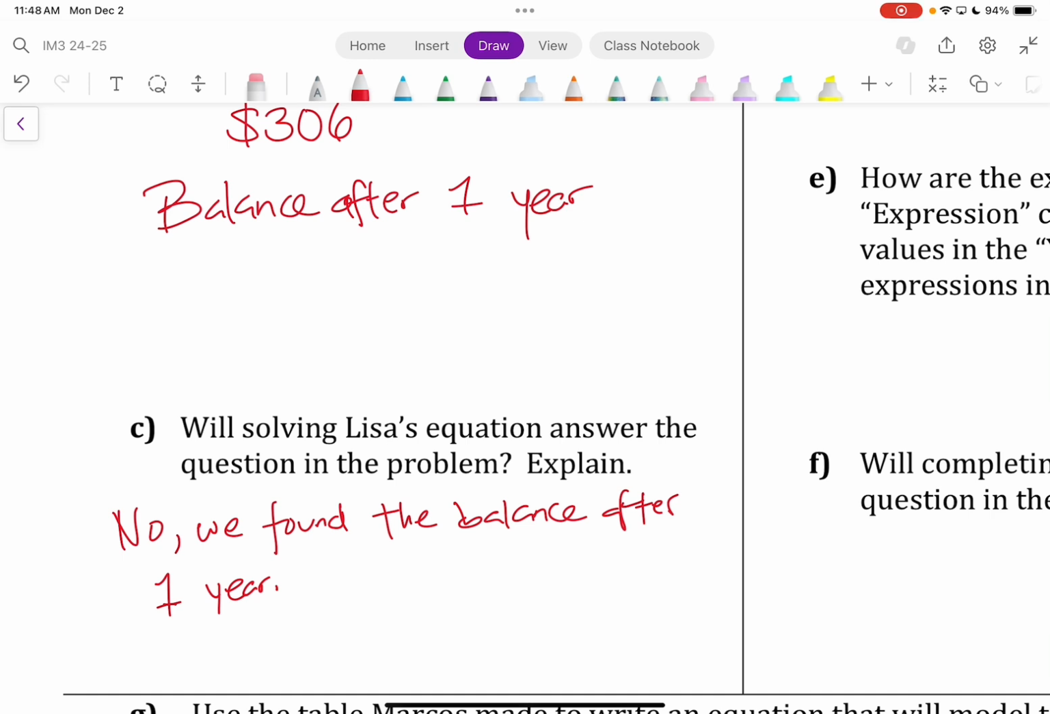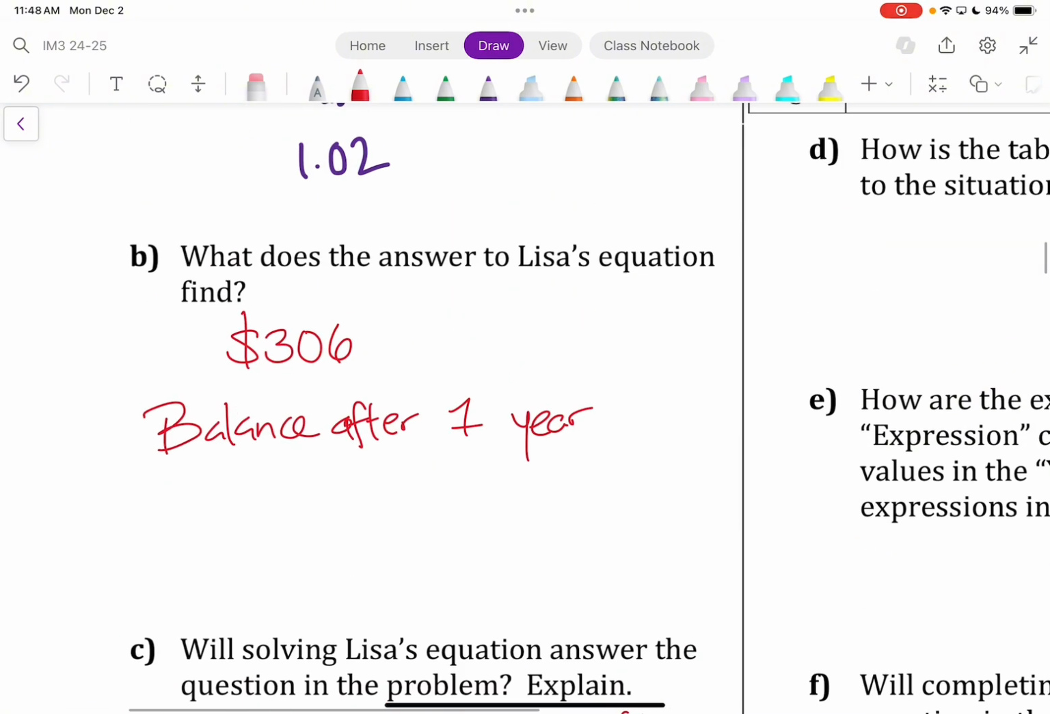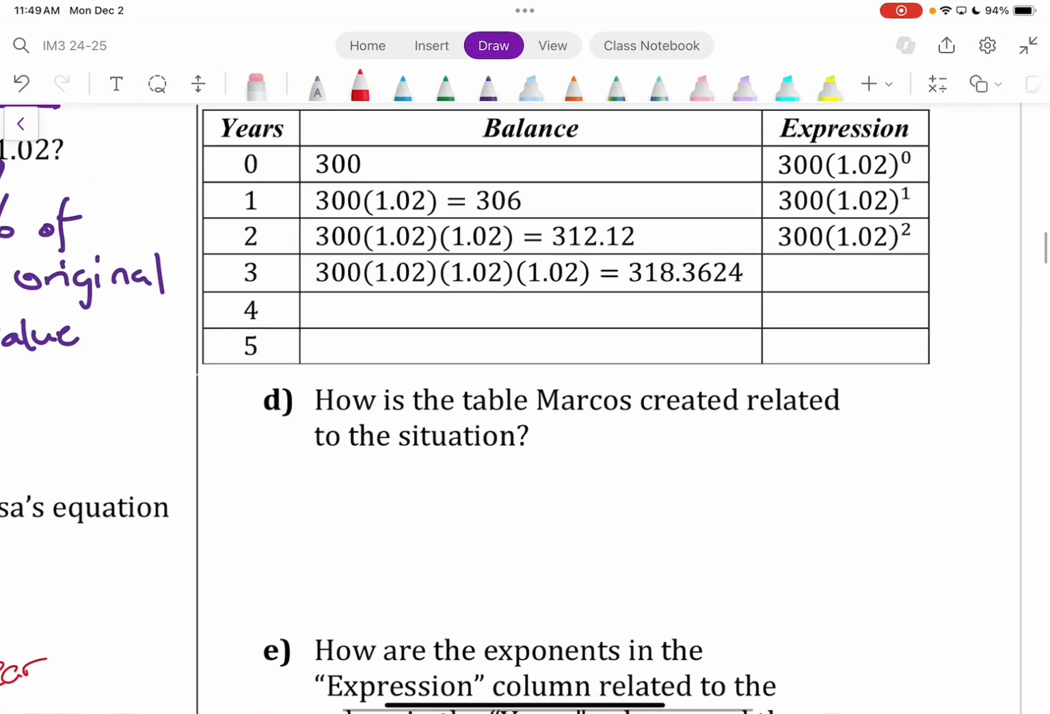On the first year, it's 102% of $300. The second year, it's 102% of whatever you got after the first year, which in this case we found was 306. So now it's not 102% of 300, now it's 102% of 306. The year after, it's 102% of whatever you got the last year. So it's always based on the year before, not on the initial amount of the 300 anymore. So look at what happens with the table.